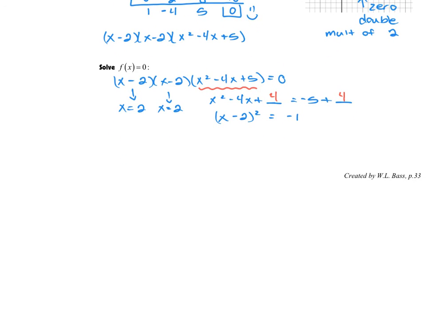Now I can take the square root of each side. So I get an x minus 2. I know that the square root of negative 1 is just i. I know I have to have a plus or minus. So my remaining answers are 2 plus and minus i. Way, way easier to do than the quadratic formula. So that's all that I have in terms of this warm-up.